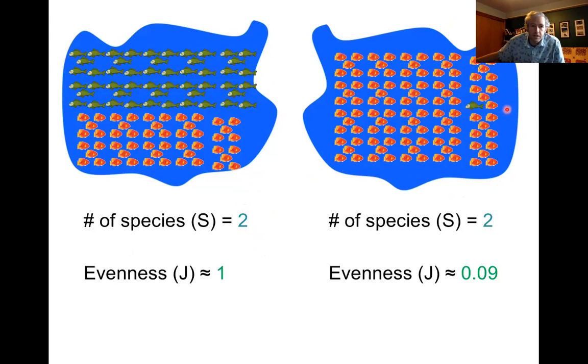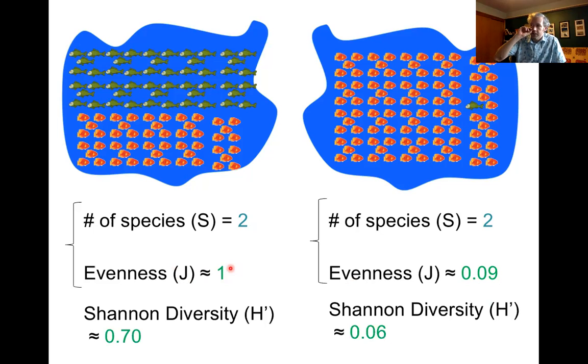So when we eventually work this out, we'll go through it in a bit, but our evenness in this one, J, is roughly equal to 1 because the numbers of both species are identical. In this one, the evenness is much lower. So although we have the same number of species, this one has a much higher evenness. And our Shannon diversity index for this one is calculated as 0.70. This one's calculated as 0.06. So when we look at these with our eyes, we can say, yes, they've both got 2 species. This one looks a lot more even, but if we work it out mathematically, we end up with these values. So let's actually do this.